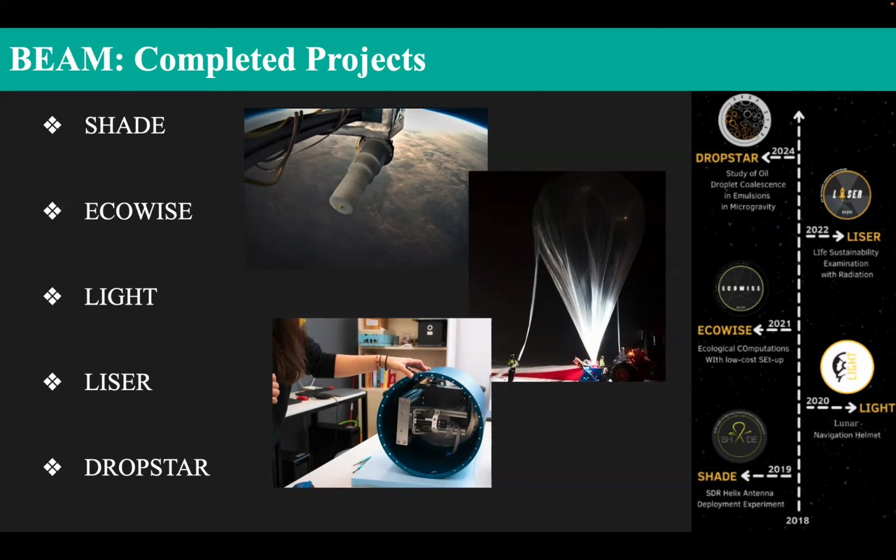After SAID, we had LIGHT. LIGHT was more of a software project where the team designed a navigation helmet for astronauts to the moon in order to help the astronauts with their task, everything that can make the life of an astronaut on the moon easier. After LIGHT, we had EcoWise.